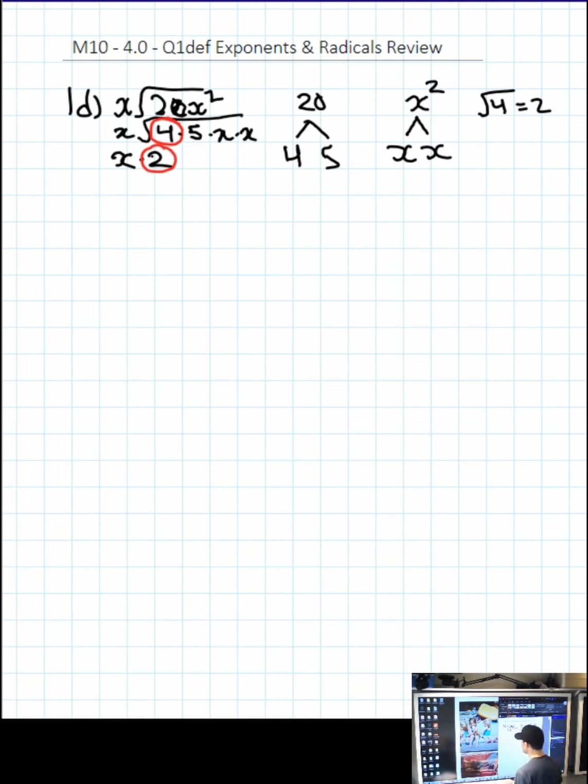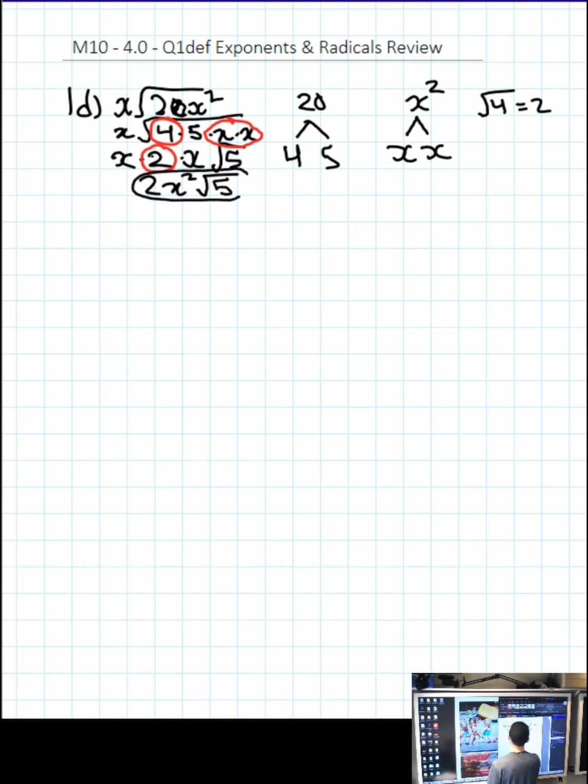Notice in ABC, I used the method of prime factorization, and this time I used the method of perfect squares. It's going to be a lot simpler sometimes. We also have two x's underneath the square root, and x times x is x squared, and the square root of x squared is x, so I can pull out an x. What's underneath the root? 5. So if I multiply the numbers in front, I get 2 times x, which is 2x root 5.